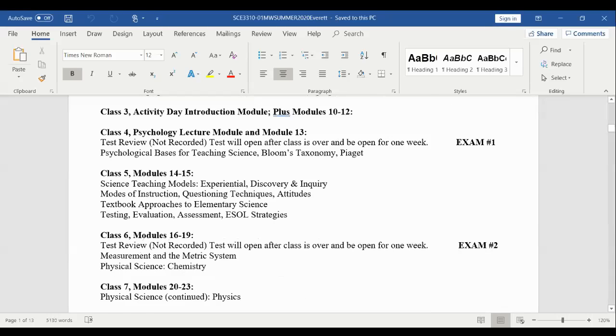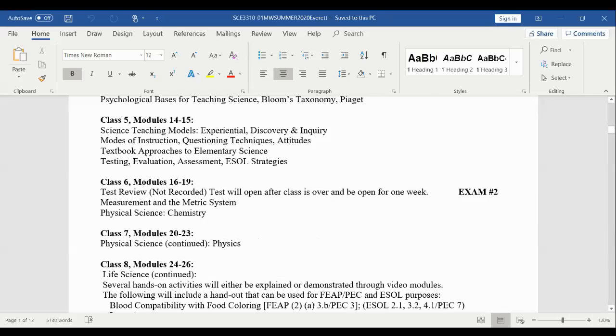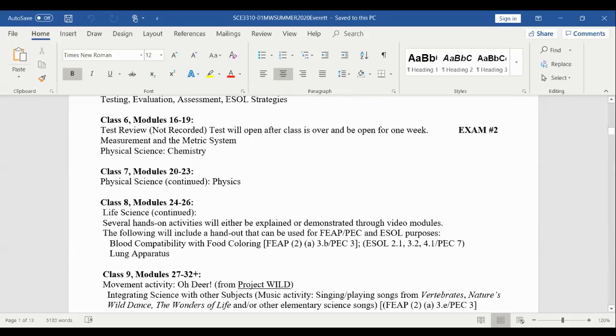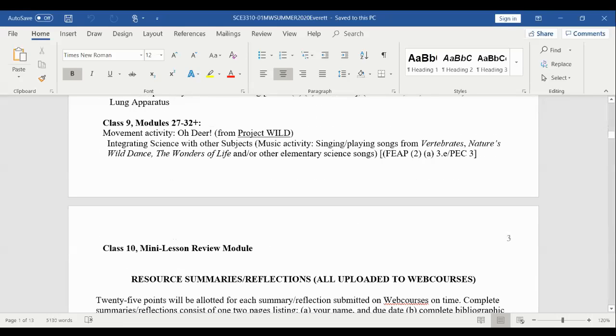There's a second exam, which comes pretty quick. It goes all the way down through what I consider the last day that I'm going to talk, class number 10. That's when we'll go over the mini lessons. There are samples in the file section on WebCourses. Hopefully you'll look at those before that day, because this is kind of towards the end where you should be getting your lesson plan organized.